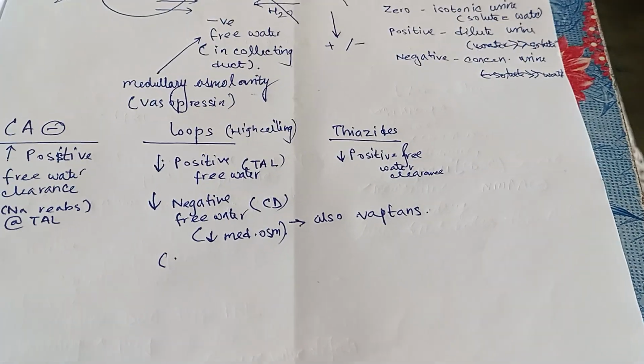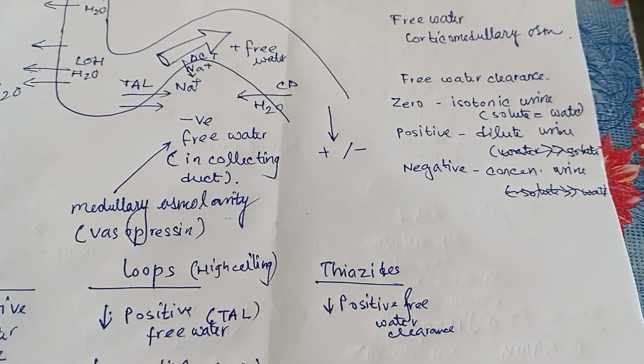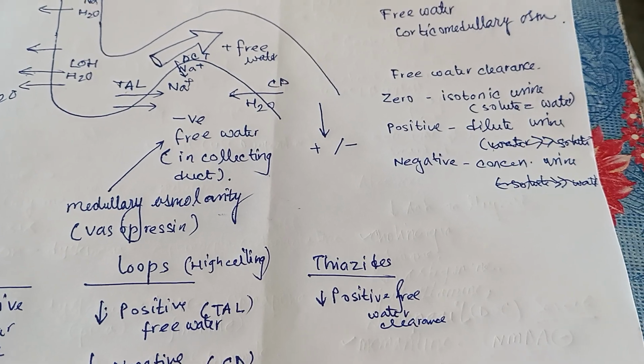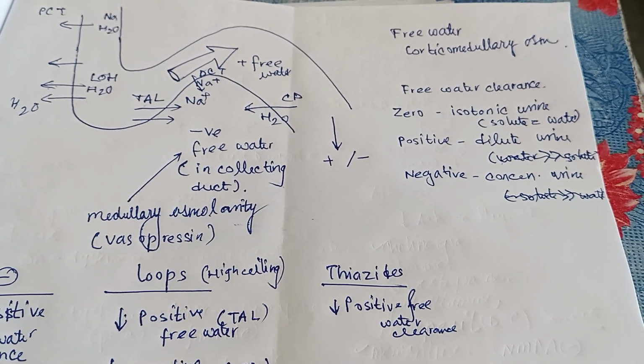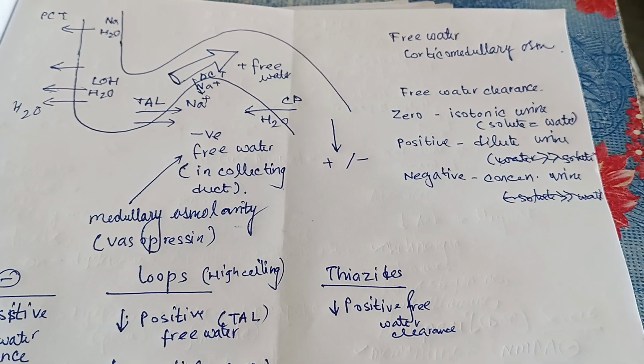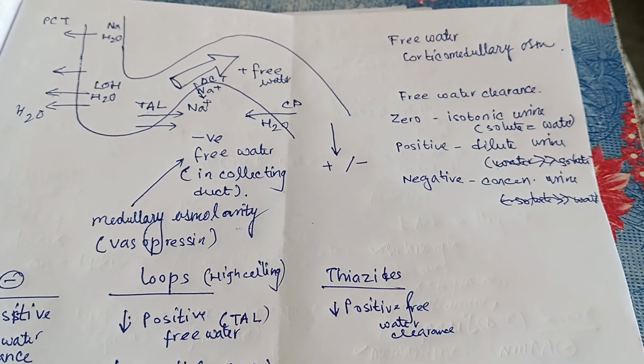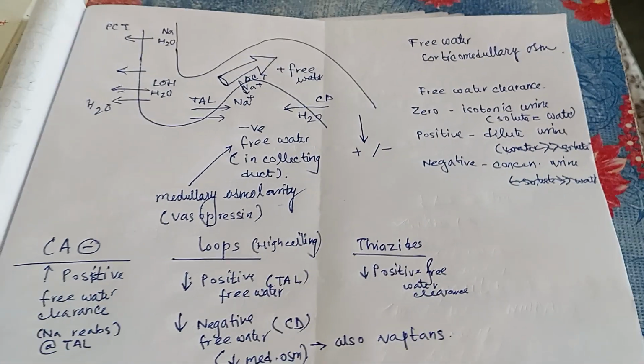And another thing you have to remember: what is free water clearance? Free water clearance is solute-free water. If it is 0, then solute and water are equal. If it is positive, then it is mainly indicative of a dilute urine. If it is negative, then it is of course a concentrated urine. So that is what free water clearance is.